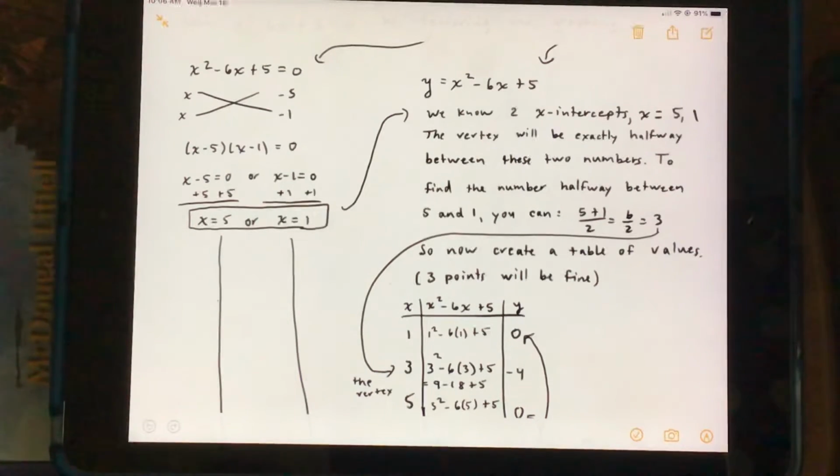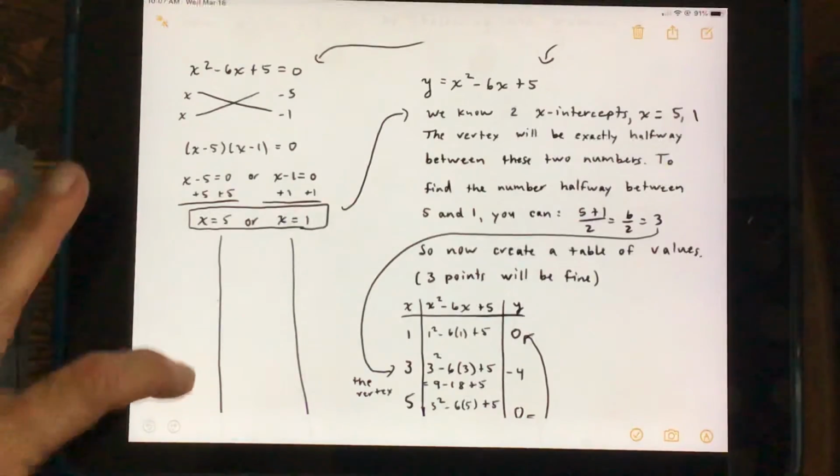Now, below 3, put 1, and above 3, put 5 in your table of values. And the reason you're putting x is 1 and x is 5 is because you already know that when x is 1 or 5, y is 0. And we figured that out when we used factoring to solve our quadratic equation on the left. So in the middle of my table of values, I have worked out those values for y. I really didn't need to work out the value when x is 1 and x is 5, but I'm showing you how that works in the table of values.